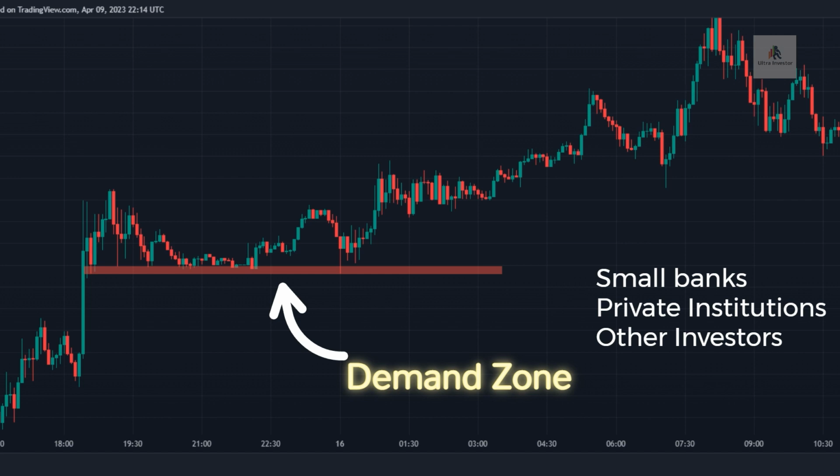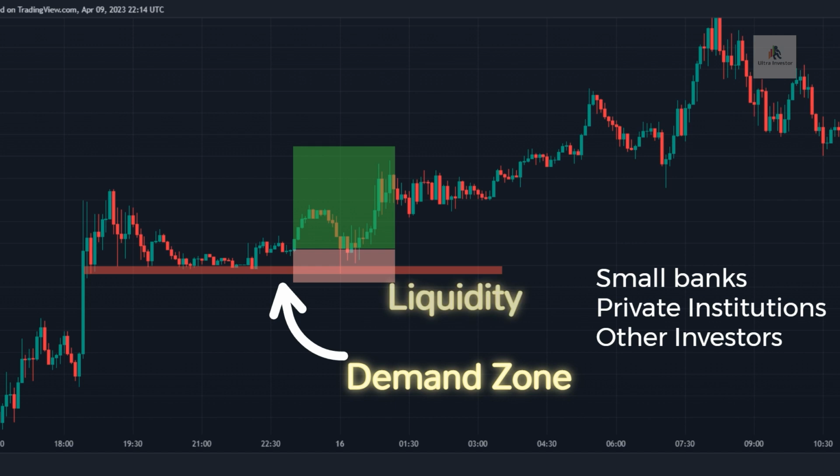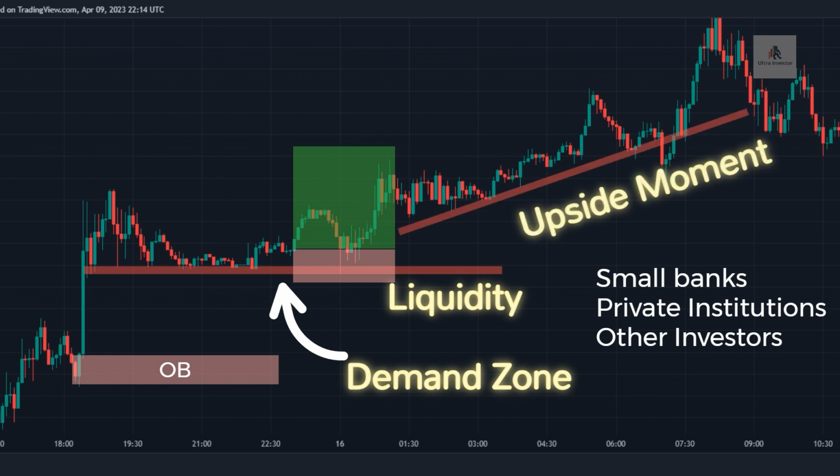As these players place buying orders within a demand zone, it triggers stop losses and sells from other traders, which in turn further enhances the liquidity of the zone. This creates an excellent opportunity for large investors to take advantage of the increased liquidity and make a move towards the upside. By strategically entering the market at the right time, these investors can make the most of the enhanced liquidity and potentially generate significant profits.